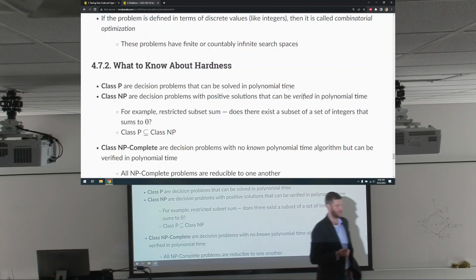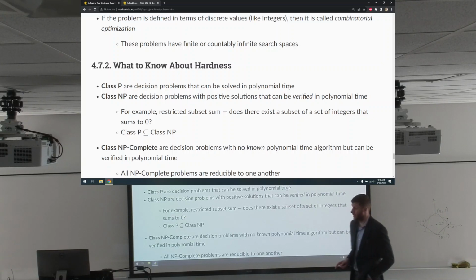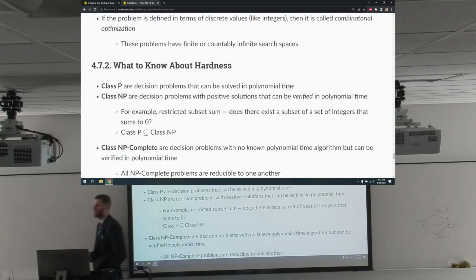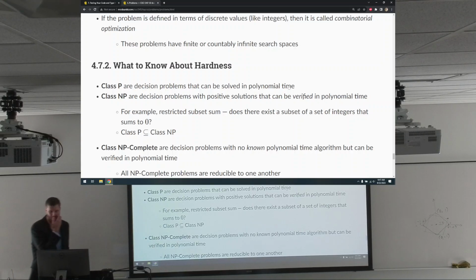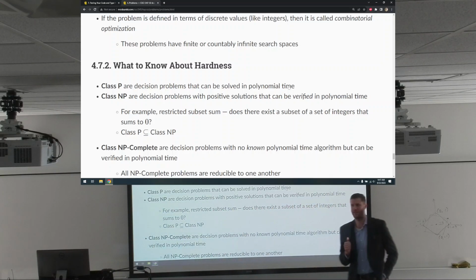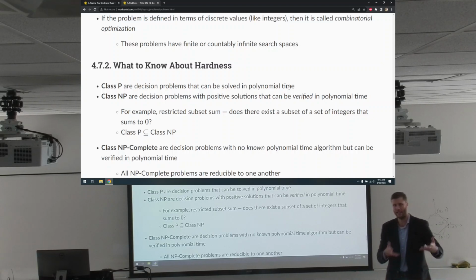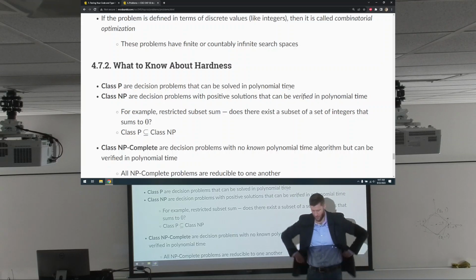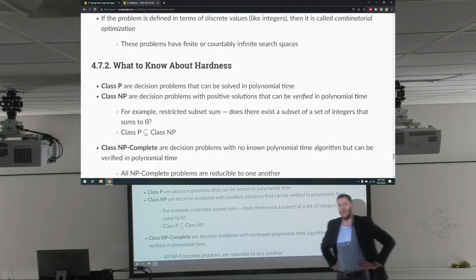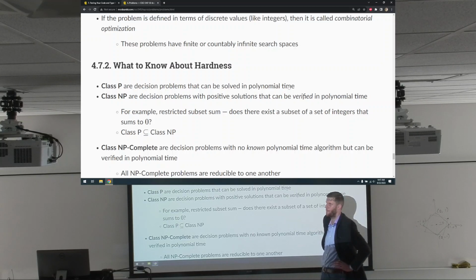Then there is NP. These are problems with positive solutions that can be verified in polynomial time. But maybe we can't solve them in polynomial time. But maybe I somehow have a magic algorithm that gave me a solution, and I give that to some person who's standing there like this. And they look at the solution and they say, that is correct. And they can do it because it's possible to verify the solution in polynomial time.